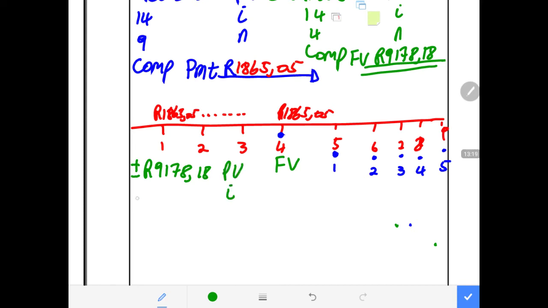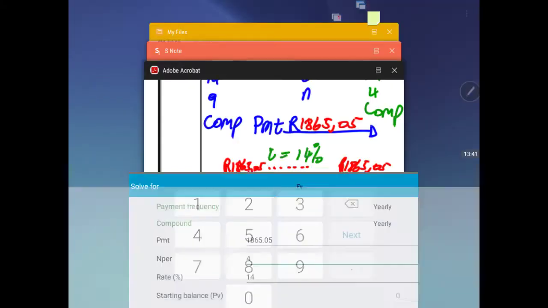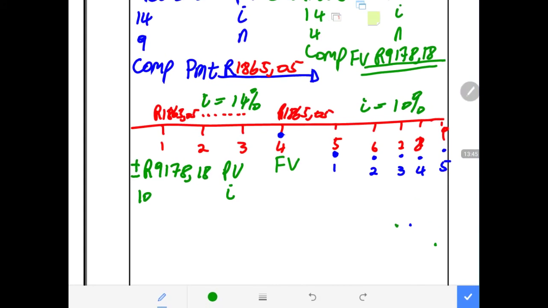Our interest now has changed to 10%. Remember, the interest here was equal to 14%. Now from year 5, our I is equal to 10%. Why? Because there was a change in the interest rate. Now this amount will no longer be earning interest at 14% but at 10%, because it was clearly stated that there was a change in the interest rate, and that interest rate changed to 10%.